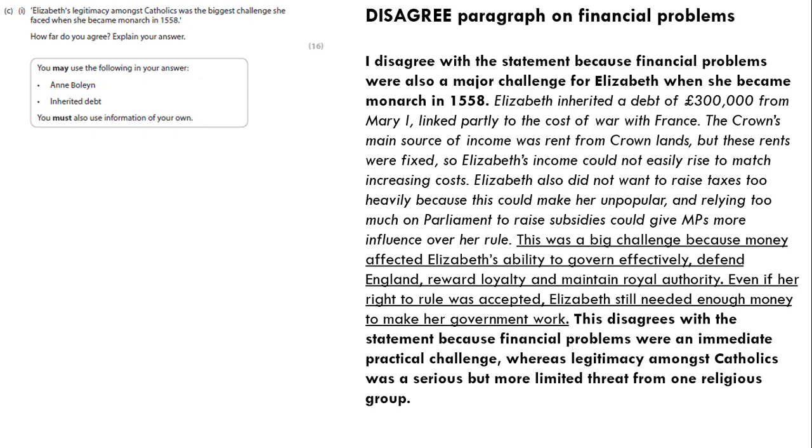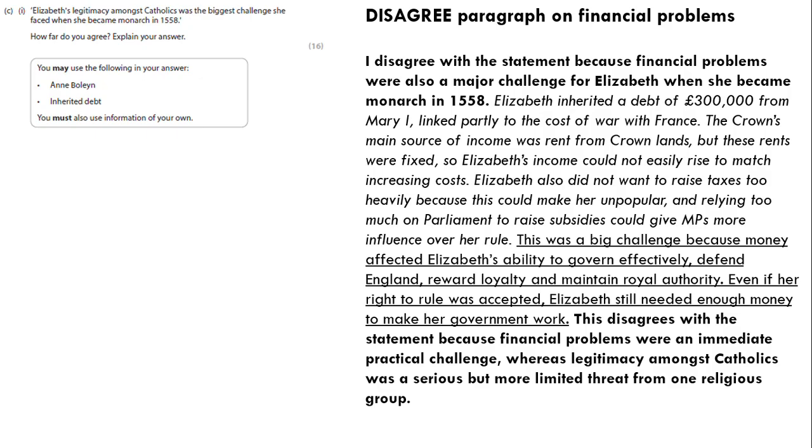Elizabeth also did not want to raise taxes too heavily, because this could make her unpopular, and relying too much on Parliament to raise subsidies could give MPs more influence over her rule. This was a big challenge because money affected Elizabeth's ability to govern effectively, defend England, reward loyalty, and maintain royal authority. Even if her right to rule was accepted, Elizabeth still needed enough money to make her government work.